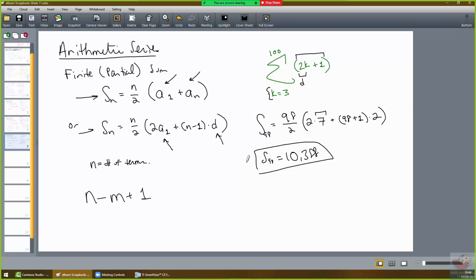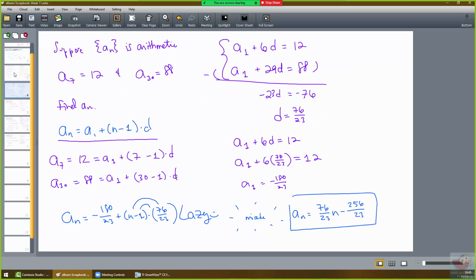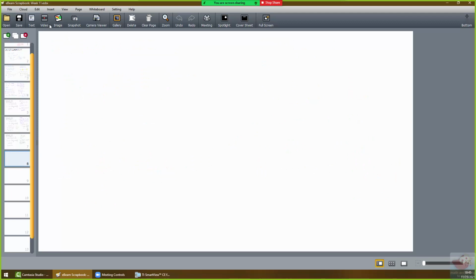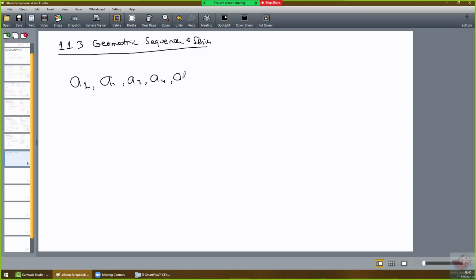All right, that's 11.2. 11.3 mirrors 11.2. What I mean by that is for 11.2 arithmetic, you keep adding the same number over and over. 11.3 is geometric sequences and series. For geometric, to get the next number, you multiply by a non-zero number. The number you multiply we call R.